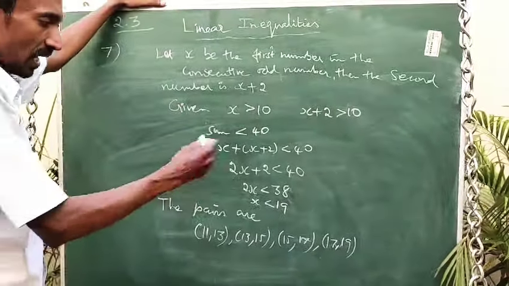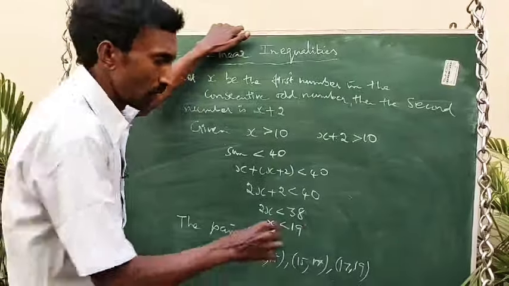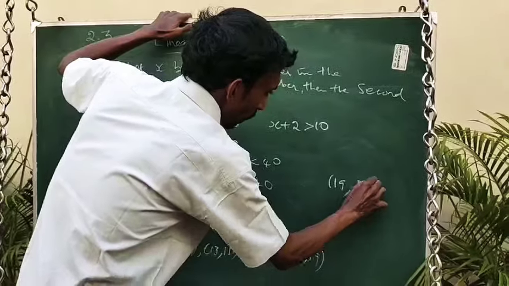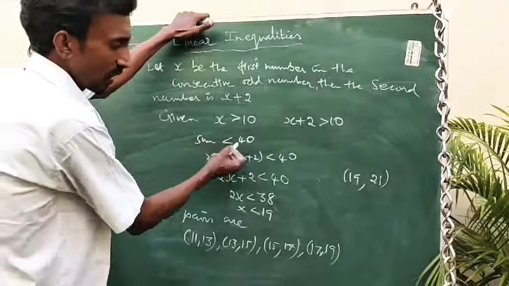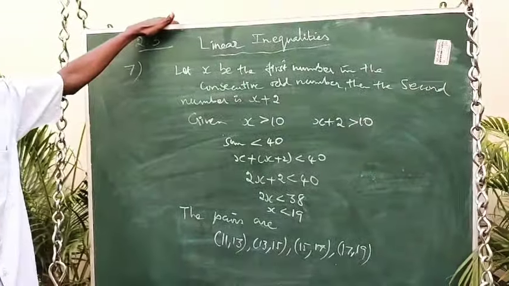If we take 19, the next number is 21. If we sum the two, it is 40, but the condition is less than 40. So we can stop up to this one. So these are the required pairs.